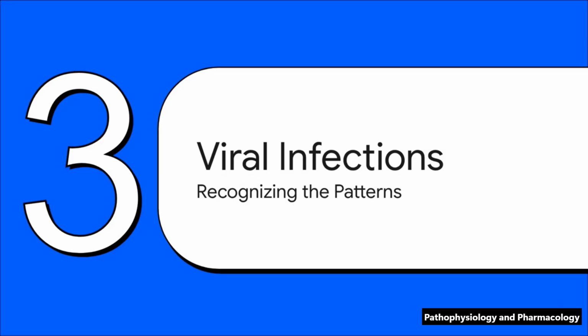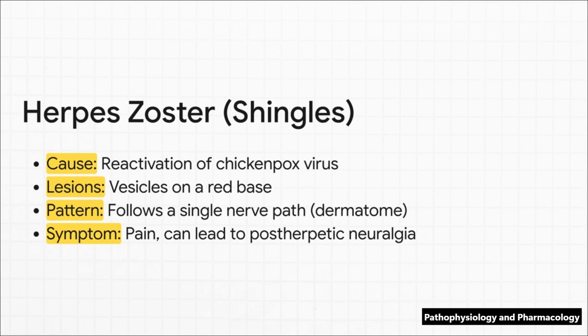All right, let's move on to viral infections. Now, with viruses, the type of lesion is important, for sure, but the pattern, how those lesions are arranged on the body, is often the biggest giveaway for what's really going on. Take herpes zoster, or shingles. This is a reactivation of the chickenpox virus. The key feature here, and you have got to remember this for your exams and for your practice, is the distribution. It pops up as a group of vesicles along a single nerve path, a dermatome, and it does not cross the midline of the body. It's also usually very painful.